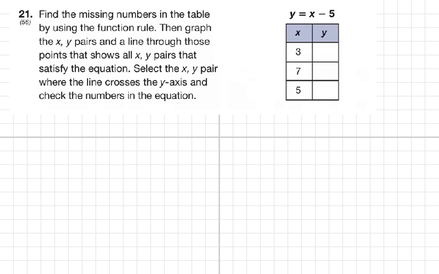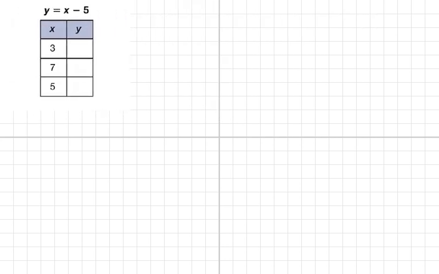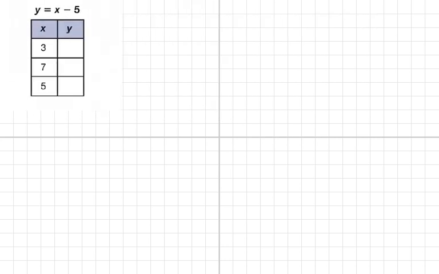All right, so I'm just going to take a minute and move this over. And now I'm going to do y equals x minus 5. The first one is 3, right? So y is 3 minus 5. So you're going to write the answer right there. And then the next one, we're going to do 7 minus 5 and write the answer. And the last one, we're going to do 5 minus 5 and write the answer.